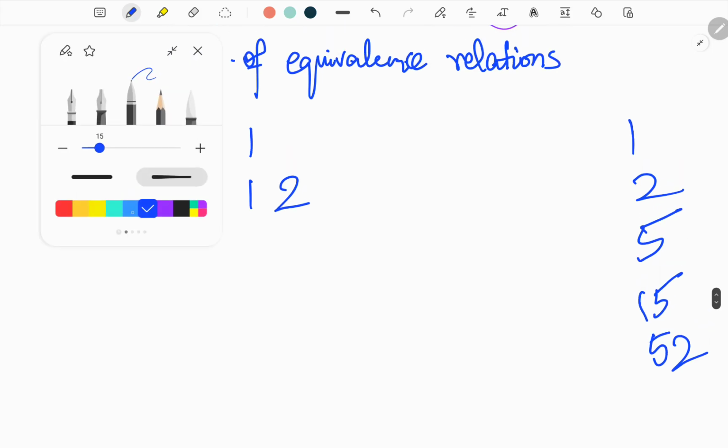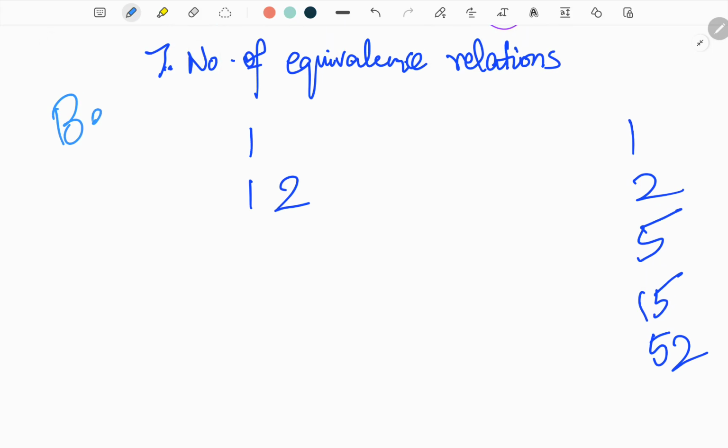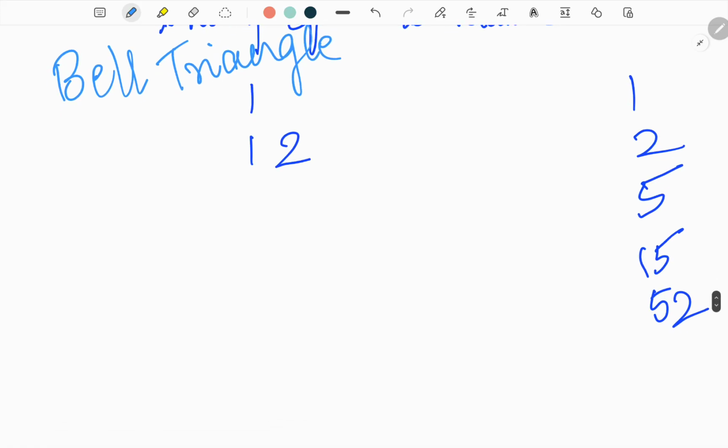In order to do this, you need to use the concept of the Bell triangle. Now this concept is very simple. So what we need to do is, the last element in the row you have to bring down to the first element of the next row. And then you need to add the element above it, and you have to write that as the next element of the row. So let's start with 1. So if there is 1 element, 2 elements, 3 elements, 4 elements, 5 elements is the condition.